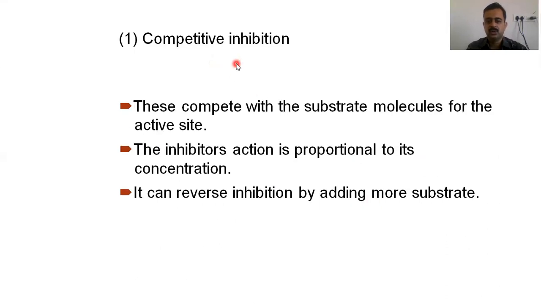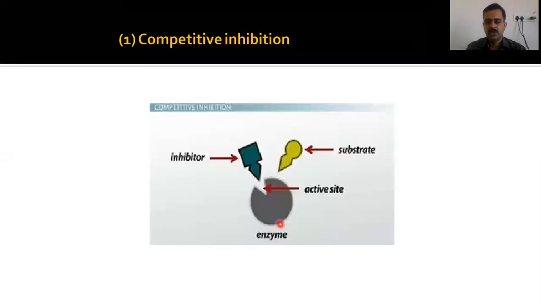Now, the first one. These compete with the substrate molecules for the active site. So they go and bind to the active site instead of the substrate molecule. Inhibitor action is proportional to its concentration. It can reverse inhibition by adding more amount of substrate. See here. This is that particular active site wherein the substrate would come and bind. But instead of that substrate, the inhibitor will bind there. Once the inhibitor binds there, this enzyme will not have a specific site for that substrate to bind and the rate of reaction will be lowered or halted.